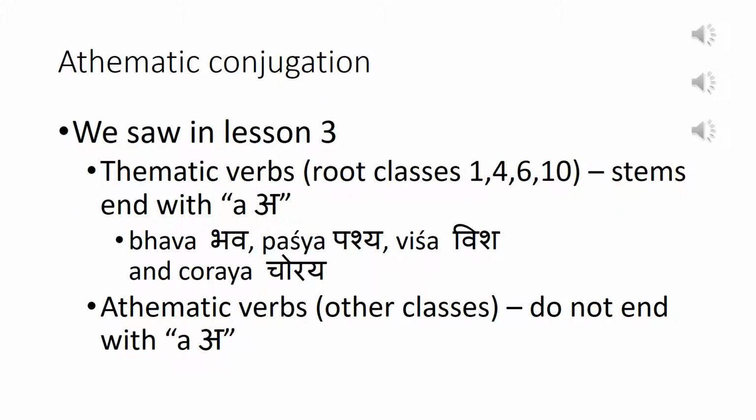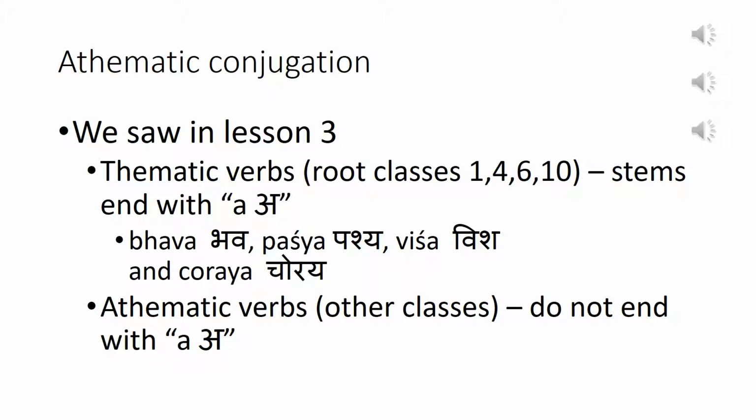You would have seen that all verb stems of root classes 1, 4, 6 and 10 ended with an A. For example, bhava, pashya, visha, choraya, etc. Endings are then added to these stems. Stems of the other classes do not end with this A.